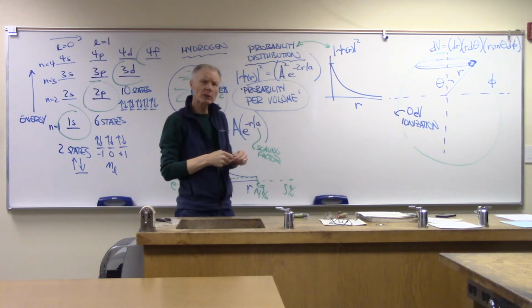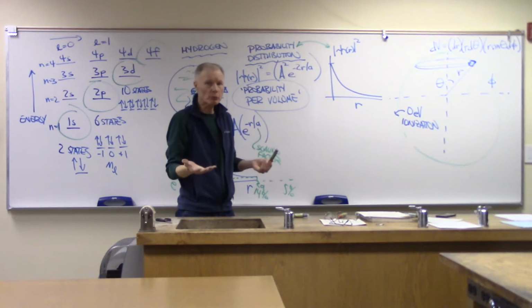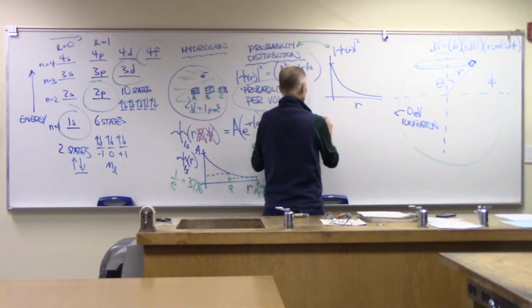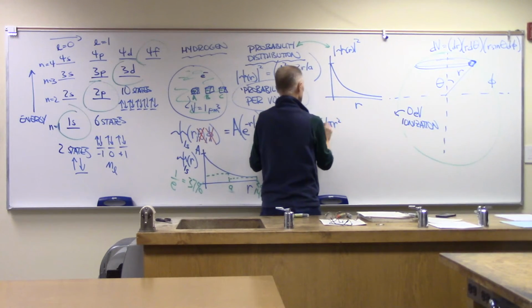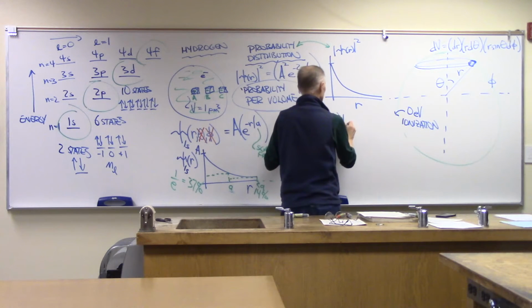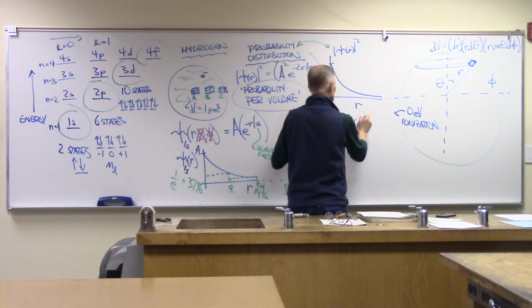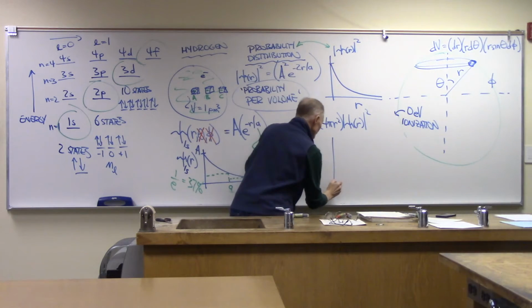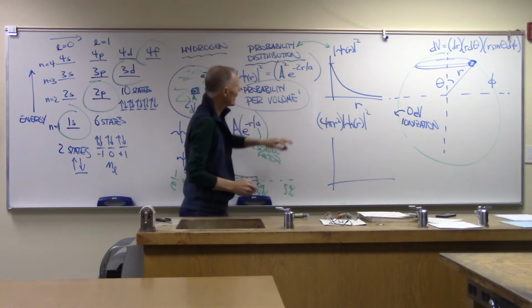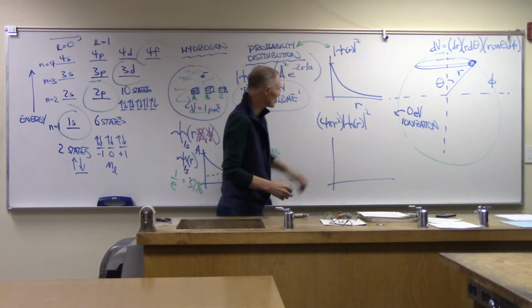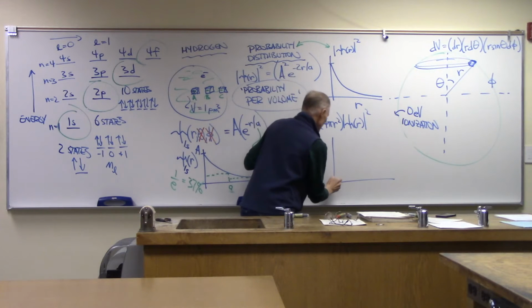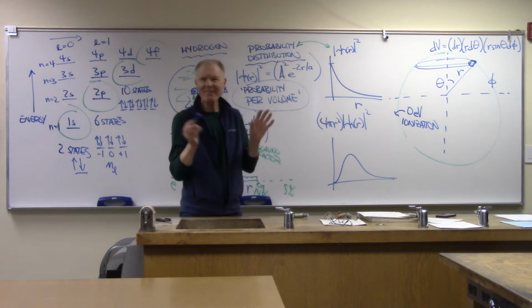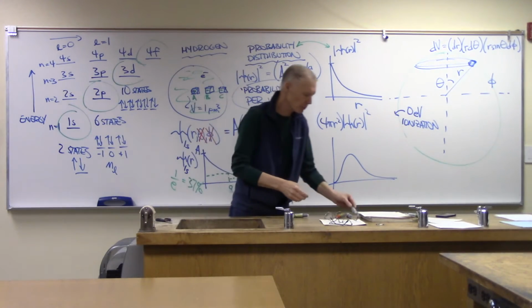There's one more function that we make use of very commonly, and that is this: it's 4 pi r squared times the wave function squared. You're thinking, 4 pi r squared, where have I seen that? Well, what 4 pi r squared times the wave function squared looks like is this. And you're thinking, oh yeah, that looks much more like what I've seen in my chemistry books.